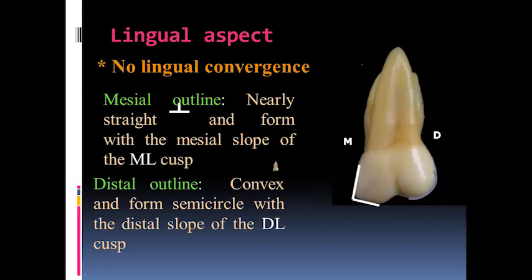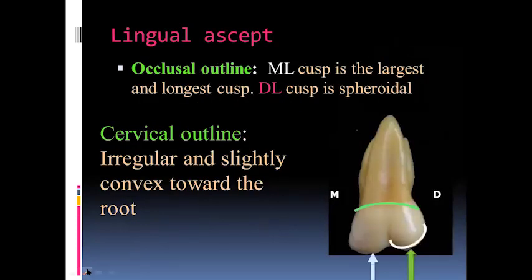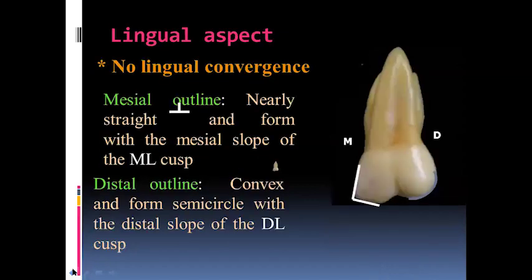Lingual aspect, no lingual convergence. Mesial outline is nearly straight and formed with the mesial slope of the mesiolingual cusp. Distal outline is convex and forms a semicircle with the distal slope of the distolingual cusp.